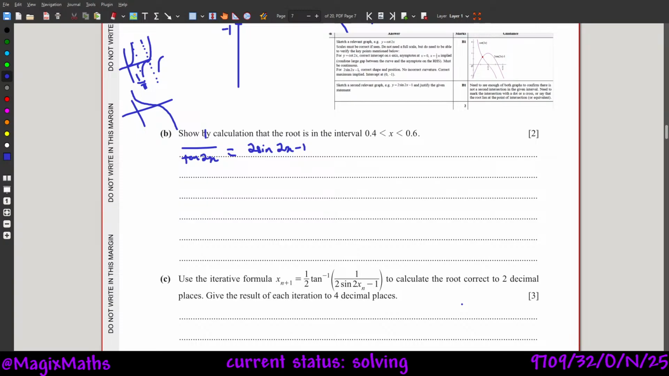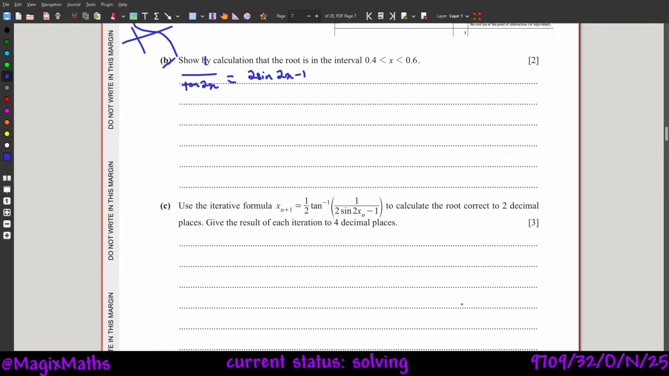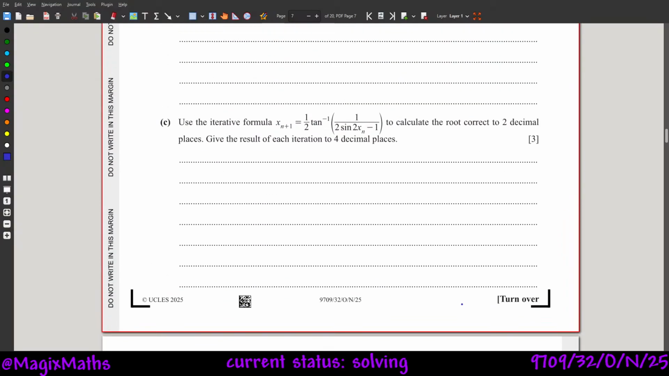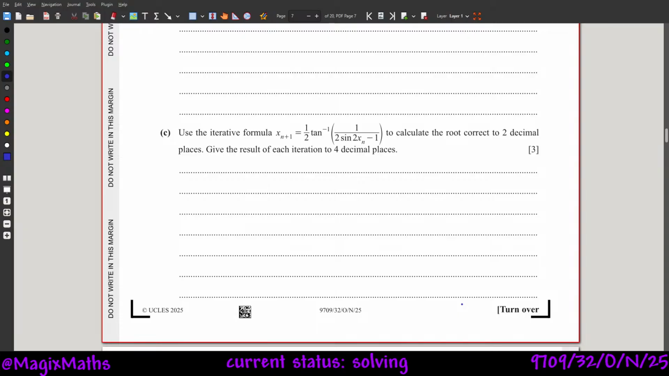Let's skip this one also. It's quite hard. I probably need more revision in this kind of question. But let's just move on. So question C, use the iterative formula to calculate the root correct to two decimal places.